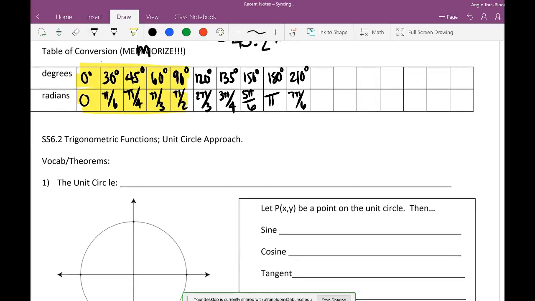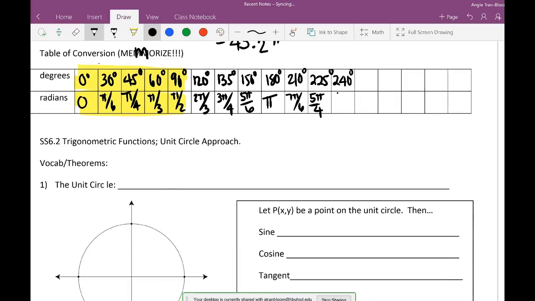Okay. Next one is 225. 225 divides by 45 perfectly how many times? 5. So this would be 5 pi over 4. The next one is 240. Which angle should we use to divide into 240? 60. How many times? 4. So radians would be 4 pi over 3. Next one is perfectly 270. Divides by which angle? 90 perfectly how many times? 3. So this is 3 pi over 2.